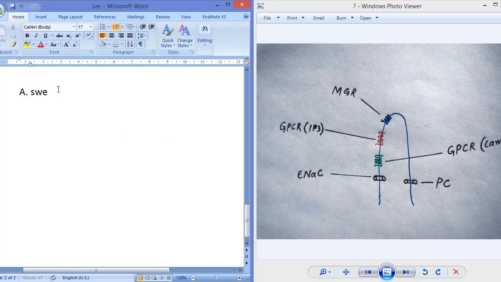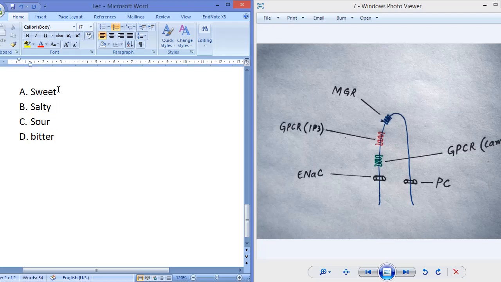Number one, the sweet taste, the salty, the umami, and the sour, and the bitter. The umami threshold is still unknown.